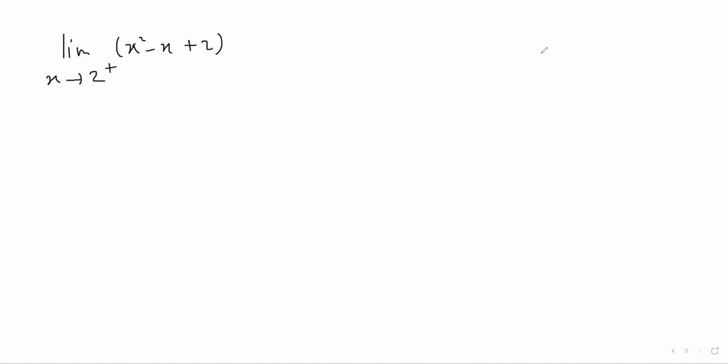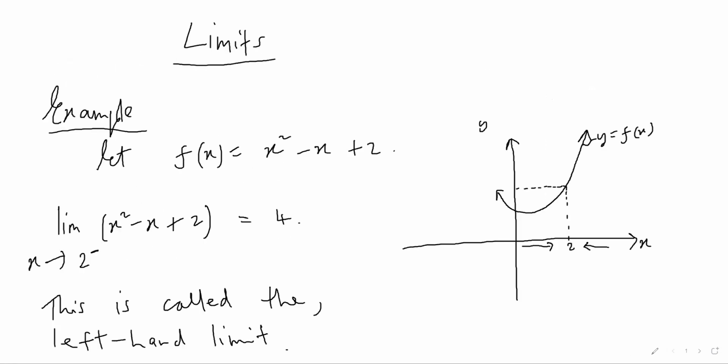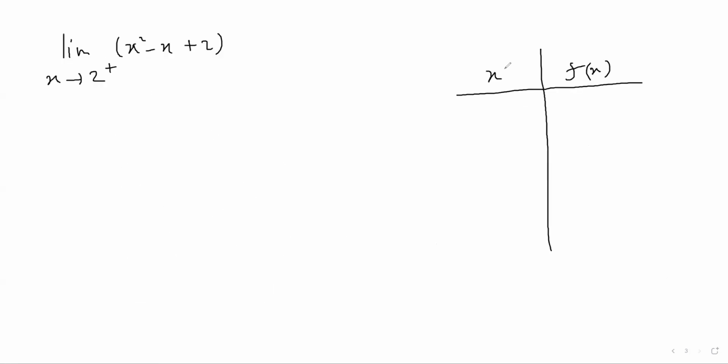So what does the table for this one look like? Again, you draw a table. The left column is for the x values. The right column is for the function values. And this time you choose x values that are to the right of 2, and you keep getting closer and closer to 2 from the right. We can't start with 2, because we are approaching 2.